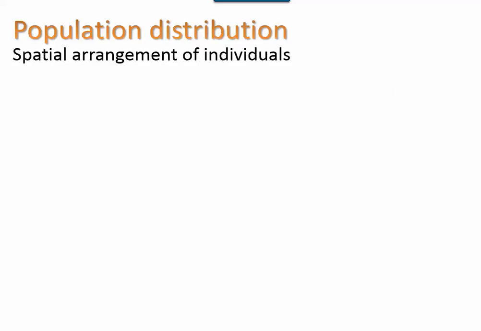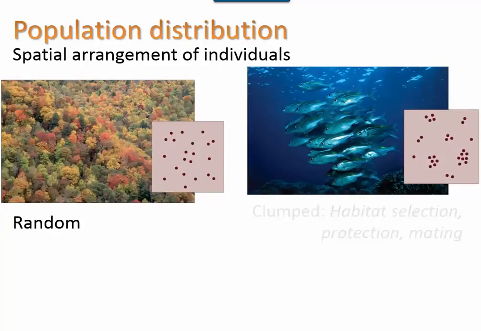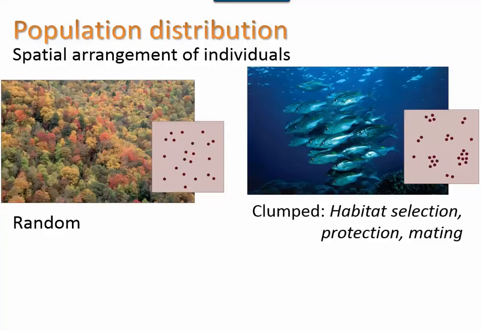By population distribution, we mean the spatial arrangement of individuals. And here we can see like a random distribution with trees. Here we see a clumped distribution, and this could be because of needing to have a certain habitat, or just for protection because the predators can only go after the ones on the outside, or for mating purposes. Maybe they're trying to intermingle as much as possible.